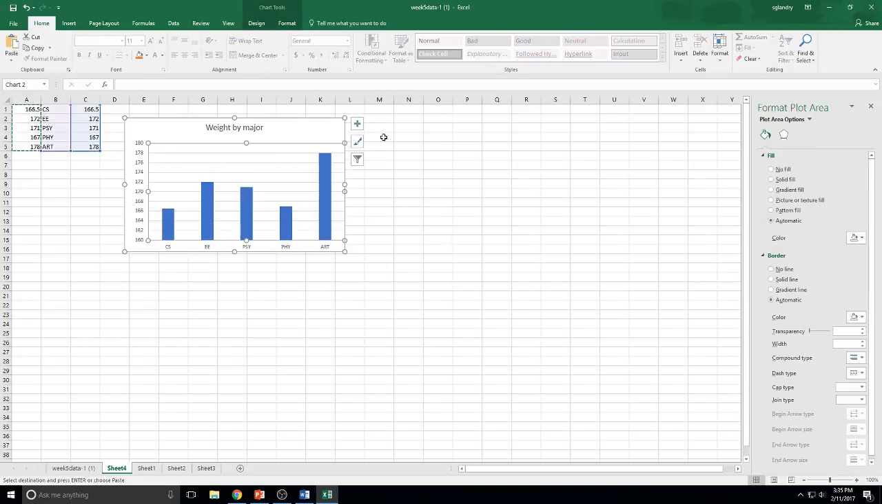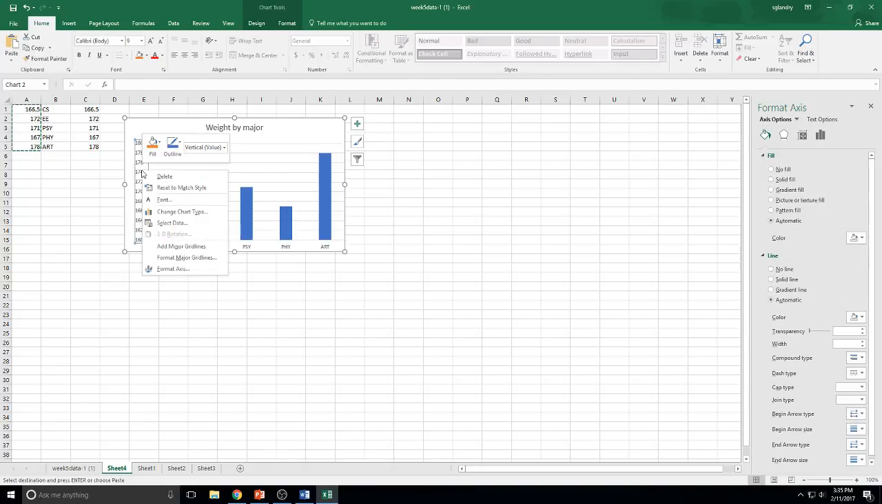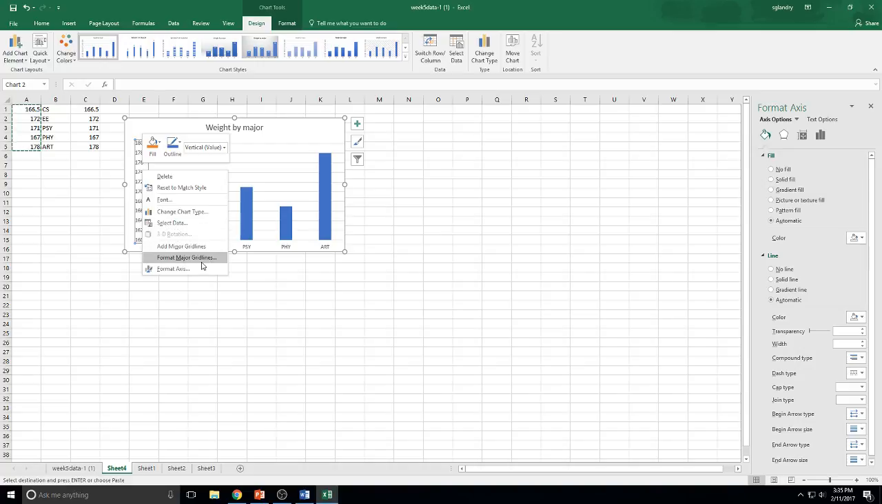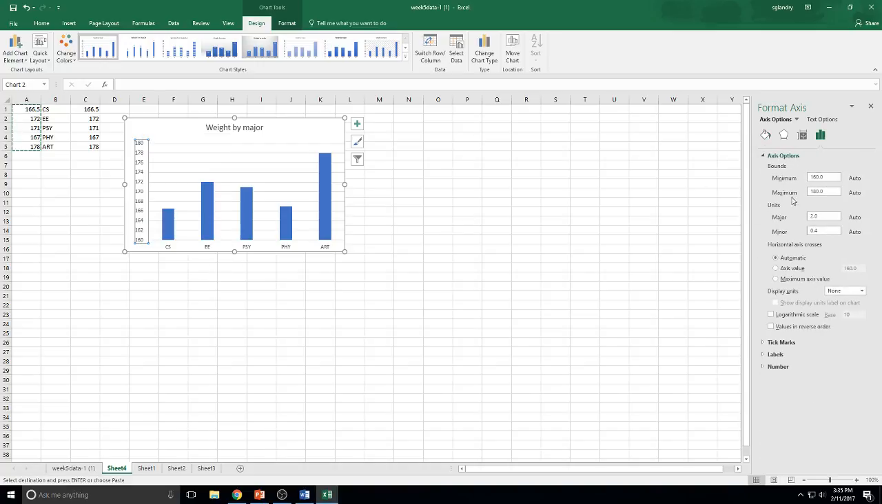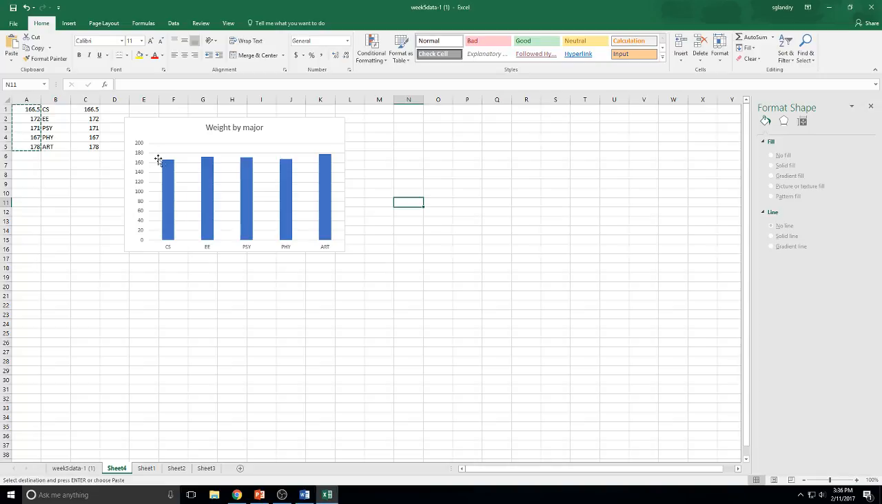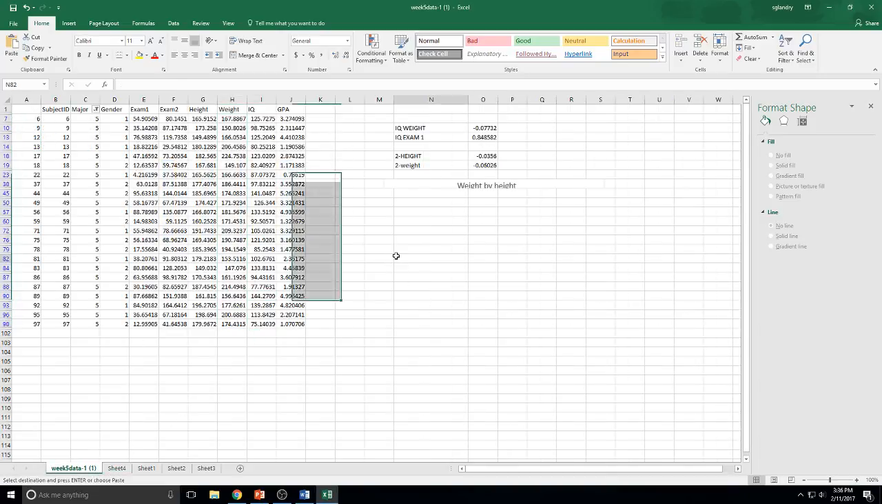Now remember how you can kind of exaggerate these differences. If we rescale this axis, format axis, and say let's start at 0 and end at 200, that difference is pretty much gone away.